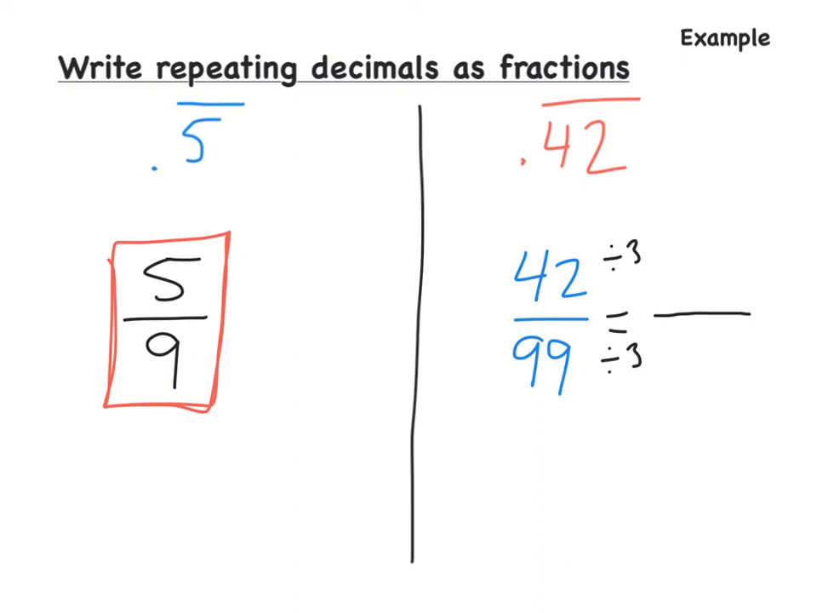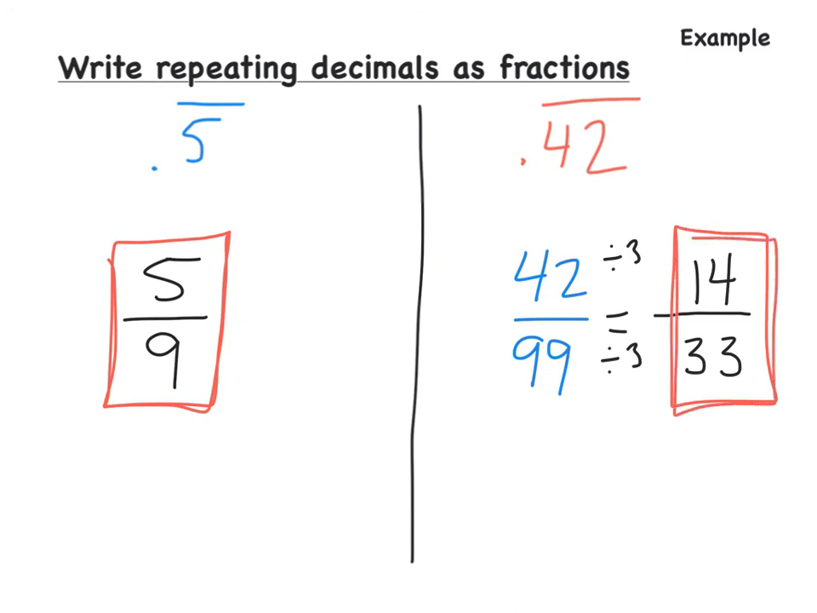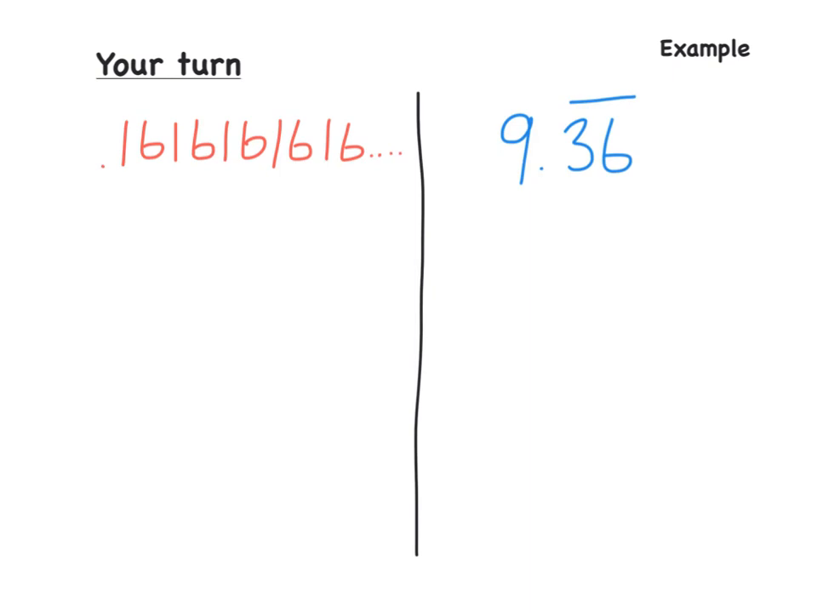So, let's go with the easiest one first. Let's go with the denominator. 99 divided by 3 is 33. And 42 divided by 3 is 14. And I know that there aren't any other common factors, so our final answer is 14/33. So now I want you to try it. I want you to pause the video, and unpause the video when you're ready to see what I have done.